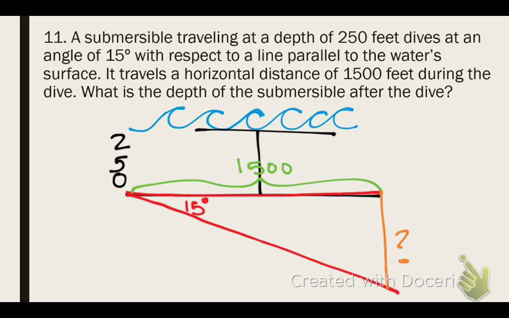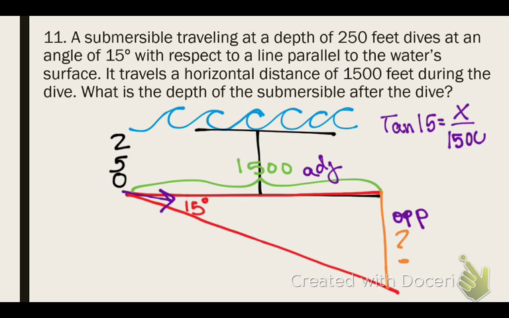All right, so can I use the Pythagorean theorem? No, why not? We have an angle. We aren't given two sides. So we're going to have to use a trig ratio, and we need to decide which one. What kind of side is the side that's missing? Opposite. And what kind of side is 1,500? So which trig function are we going to use? Tangent of 15 equals the opposite, which we don't know, so we can call it x, over the adjacent, which is 1,500.